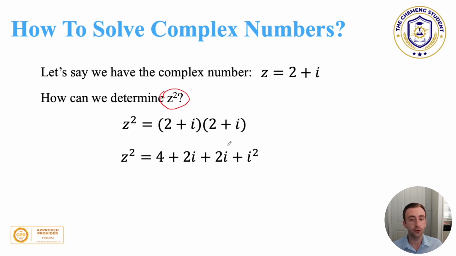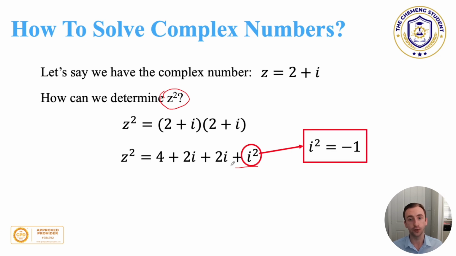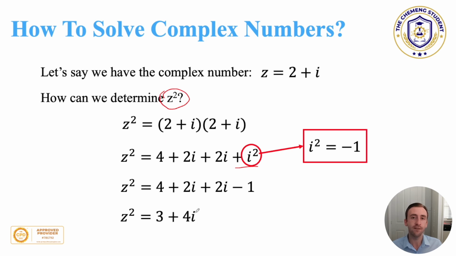Now hopefully your eye is drawn to the i squared, because from the beginning of the lesson, we've seen that i squared is in fact denoted by minus 1. So we can replace i squared with minus 1. And therefore 4 minus 1 is of course going to give us 3. 2i plus 2i is going to give us 4i. So that's how you would solve very, very simple complex number problems.